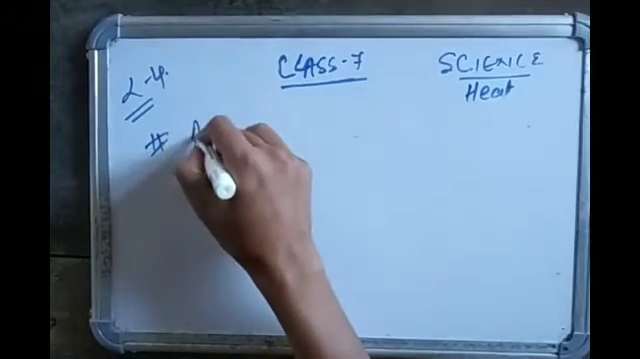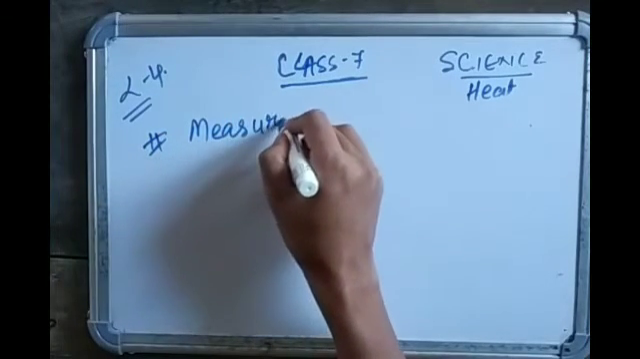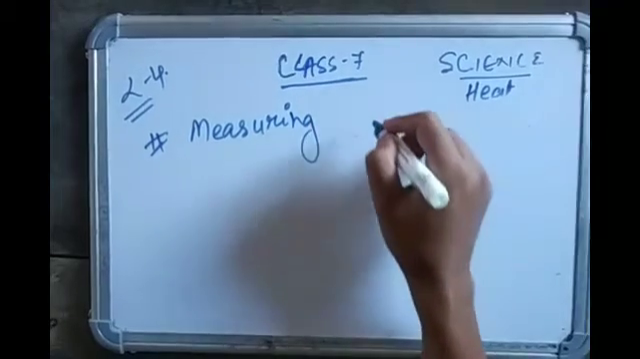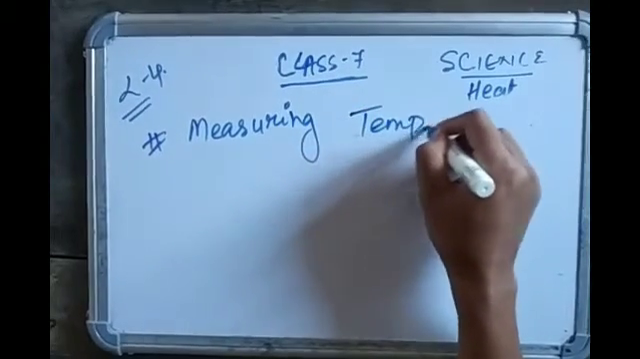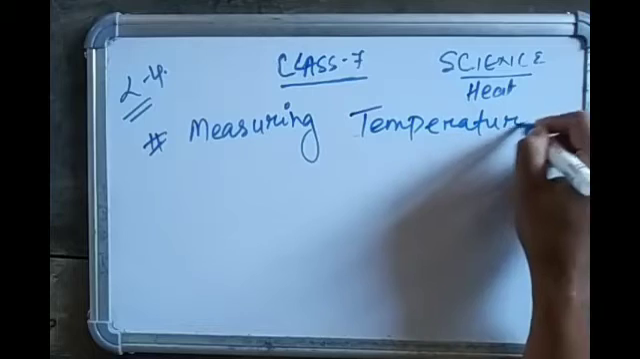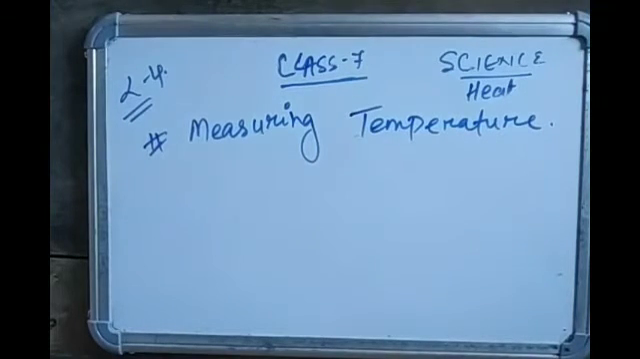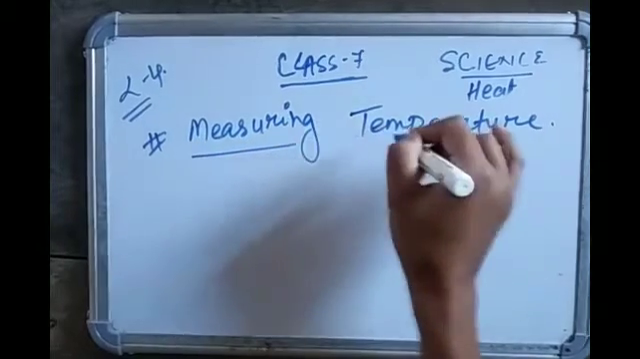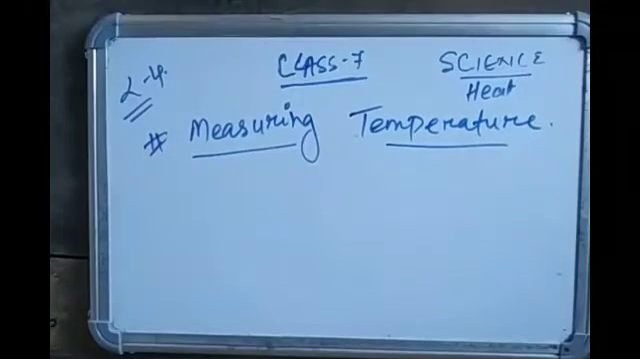Next topic is measuring temperature. Thermometers are of two kinds: clinical thermometer and laboratory thermometer. So measuring temperature, the thermometer that measures our body temperature is the clinical thermometer, then the laboratory thermometer.